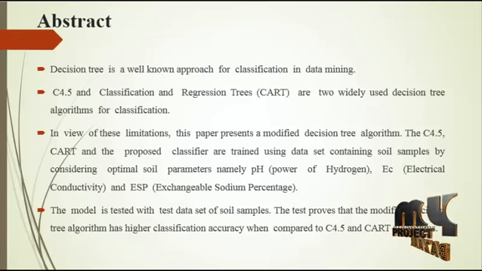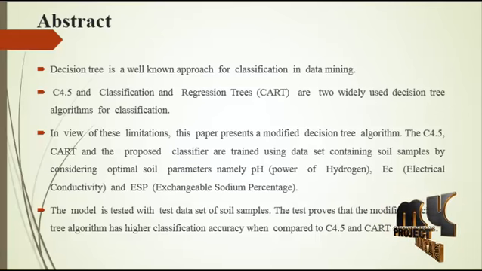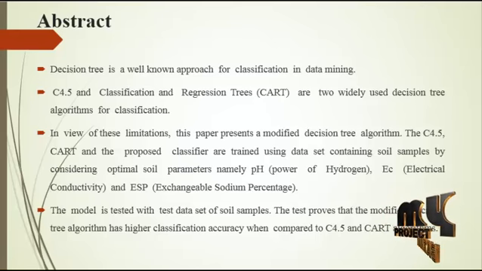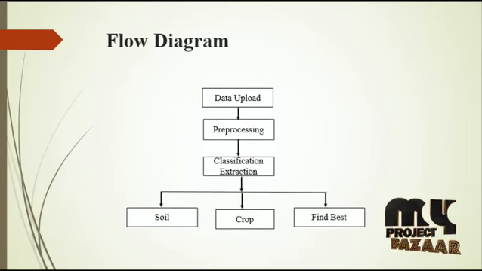The C4.5 and CART, our proposed modified algorithm based on decision tree, are applied to the soil samples, and the classification is done by considering EC, pH and ESP parameters of the soil samples. This is the flow of our project.